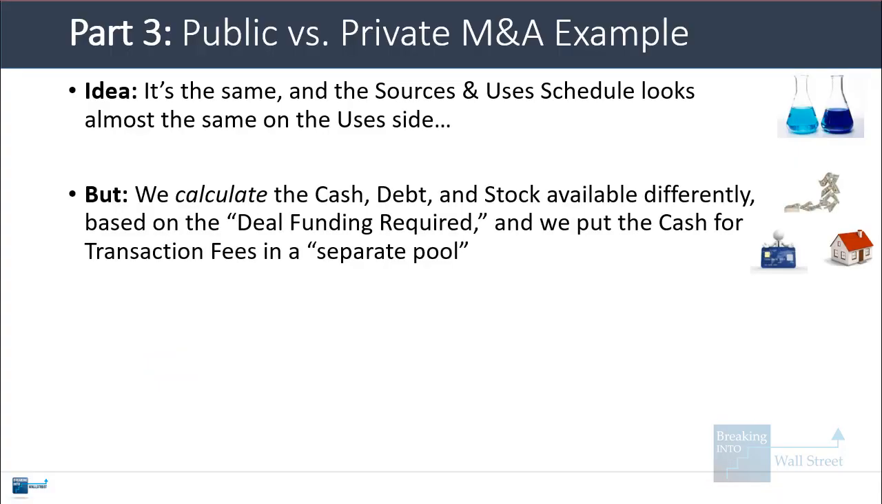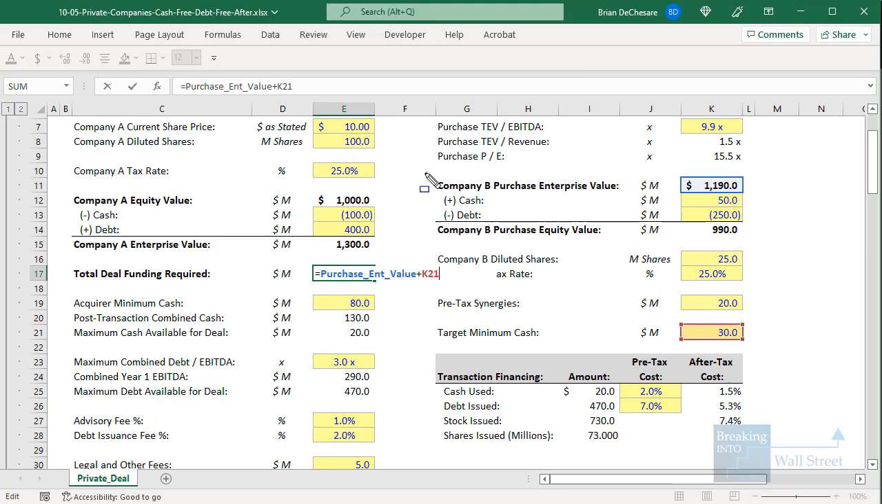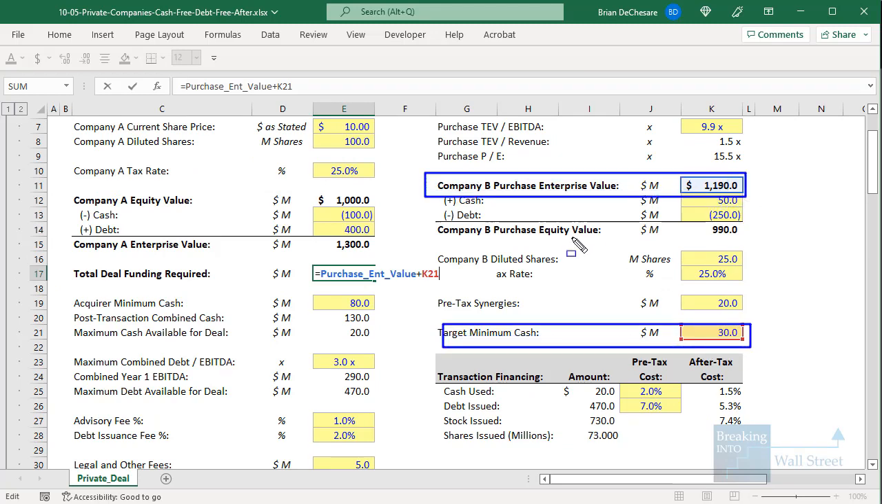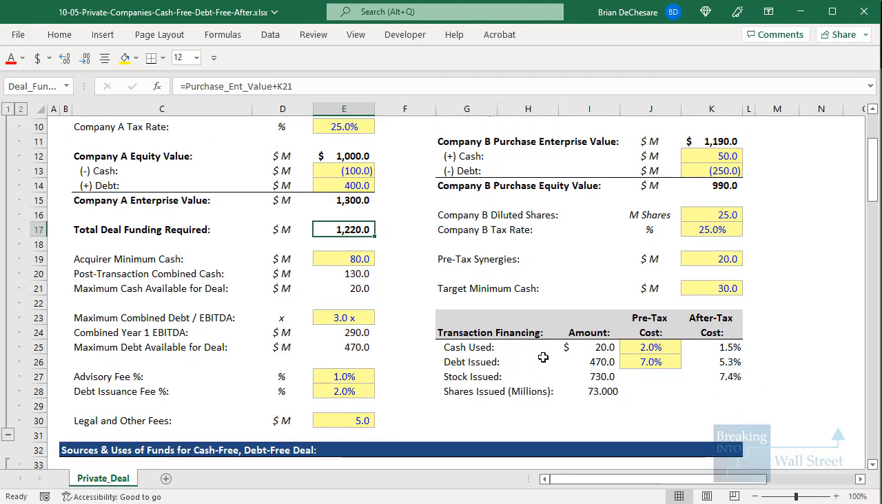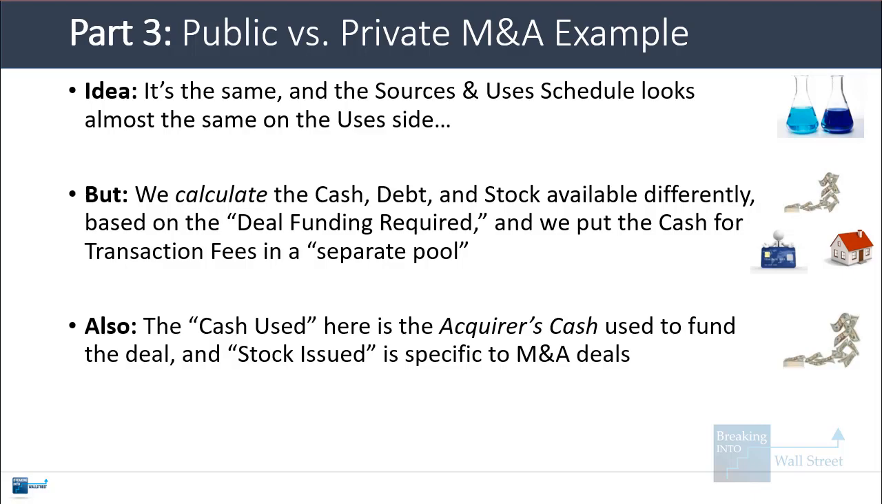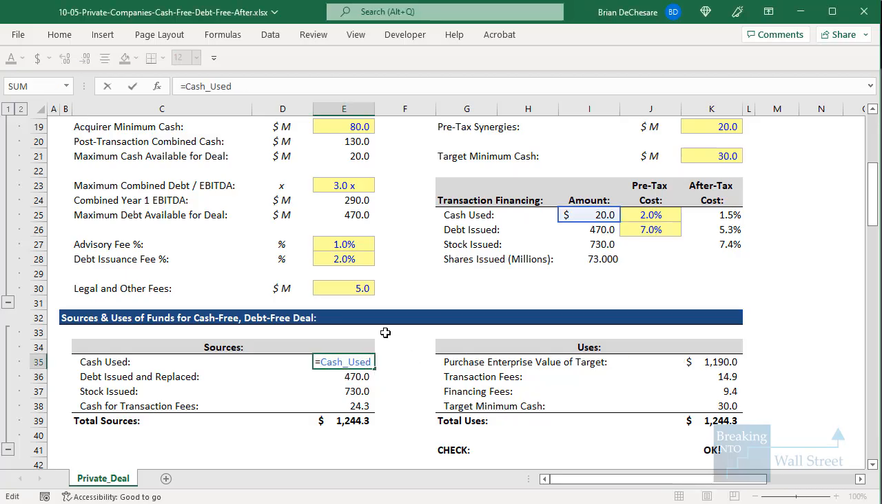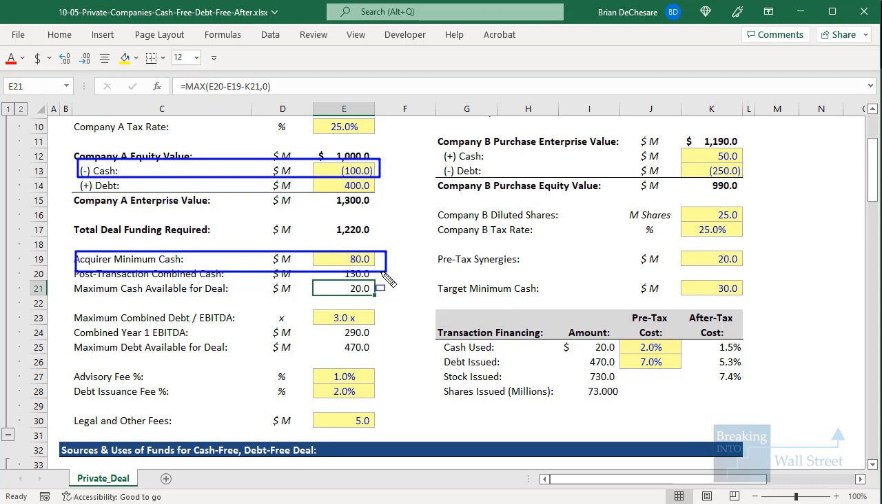The difference is that we calculate the cash, debt, and stock available differently, and we have to link it to the deal funding required. So if you go up and look at this calculation, essentially we're taking the purchase enterprise value and adding the target's minimum cash balance to it and saying that this will be the total amount of cash, debt, and stock that the acquirer needs to pay. So the calculations and the setup are a little bit different, but it's still the same concept overall. The cash used here is actually the acquirer's cash used if you look at the calculation, because the acquirer has 100 million in cash and an 80 million minimum cash balance.